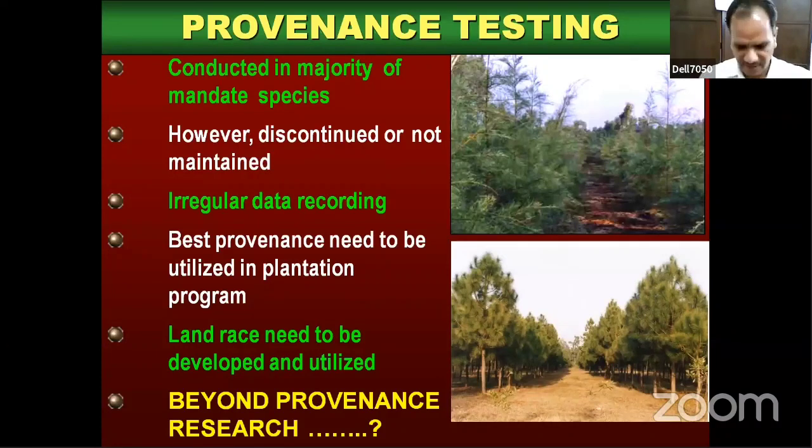Provenance trials, as I explained, depend on the environmental conditions. We have conducted such trials in many of the species. But unfortunately, for some reason, either scientific or political or something else, which I feel is not correct to discuss here, we have discontinued them, which I feel is a very serious issue. And we need to really continue with the provenance trials. Unless these issues go, unless these provenance trials keep performing very well in our forests for genetic improvement, perhaps our road ahead would not be that smooth.